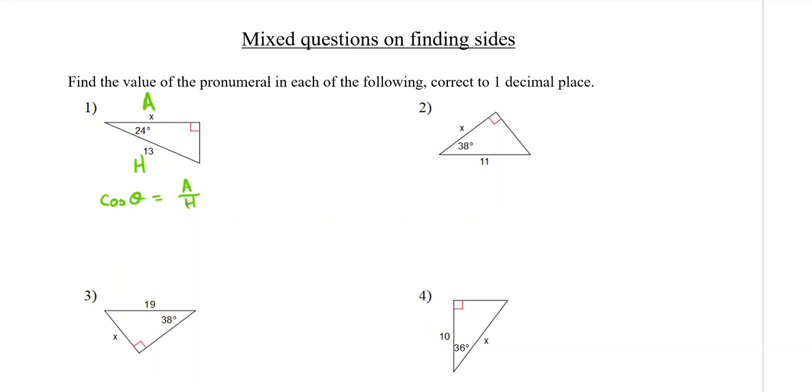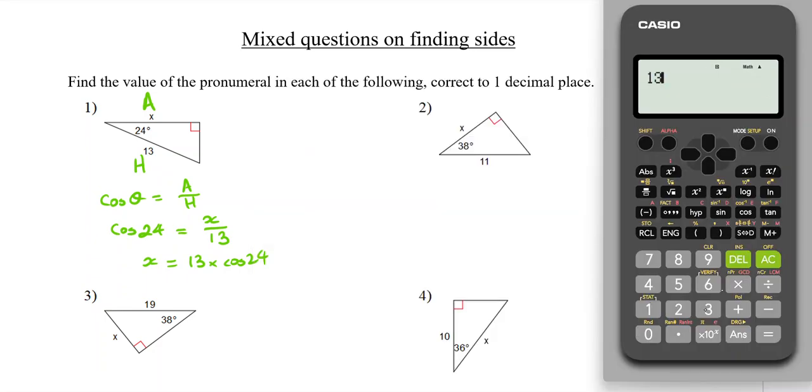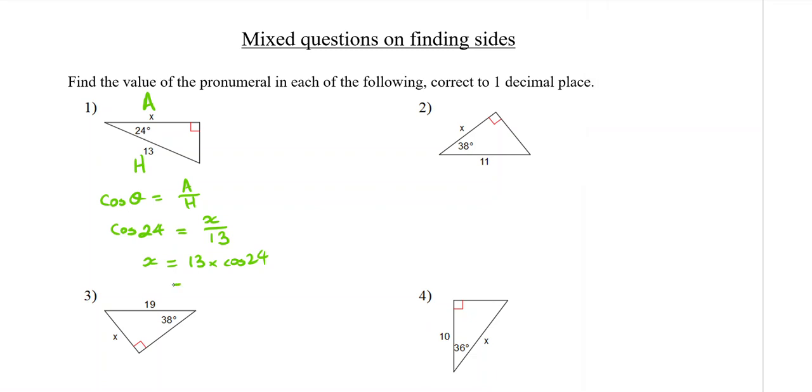This is the 4 lines that we've been doing for 3 lessons in a row now. So the subbing in, the theta is 24. The A is, what's the A? X. And the H is the 13. All right, so remember if the X is on the top, I'm going to multiply the 13 with the cos 24. And then I'm going to type that into my calculator. 13 times cos 24. So we're doing 1 decimal place.